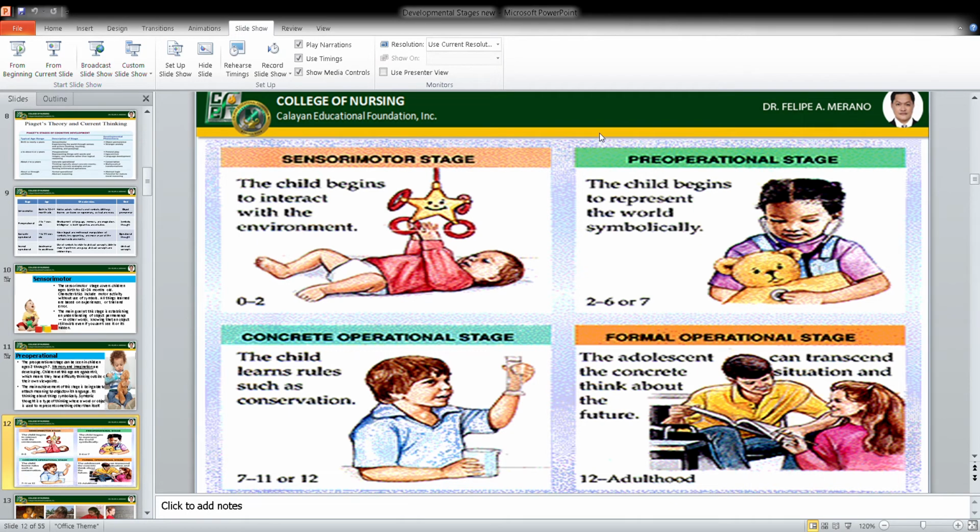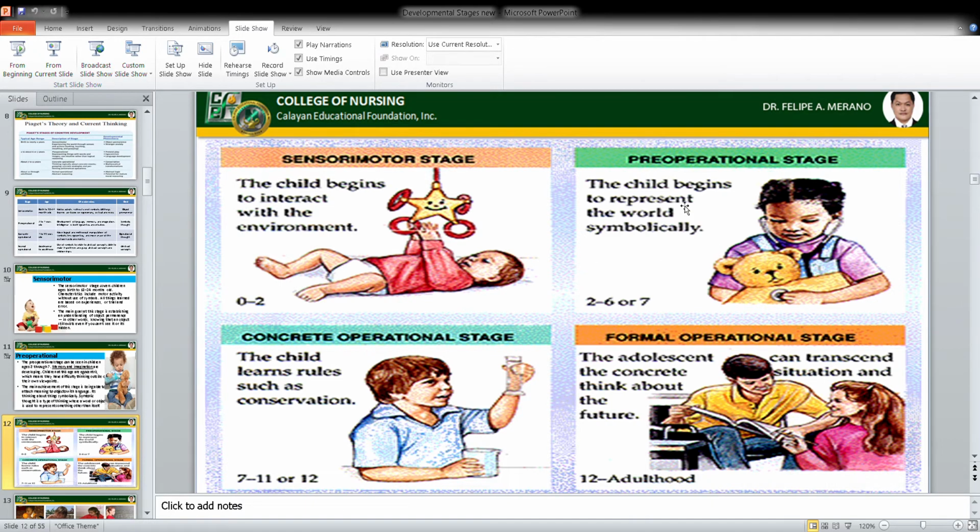Next, here are the sensory stage, preoperational stage, concrete operational stage, and formal stage. Each one has its own characteristic. Like in the sensory stage, the child begins to be interested in the environment. That's why it's common to all children. The parents are putting toys with multiple colors to recognize things, to catch their eyes and for them to use their sensory motors, because when they see attractive colors, they move and play with them.